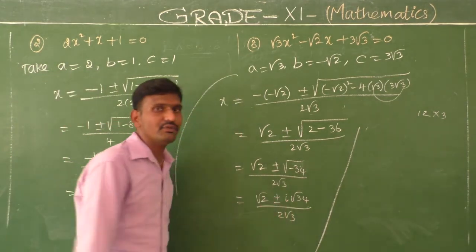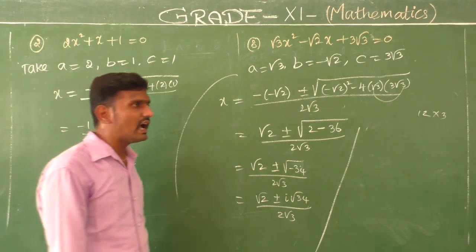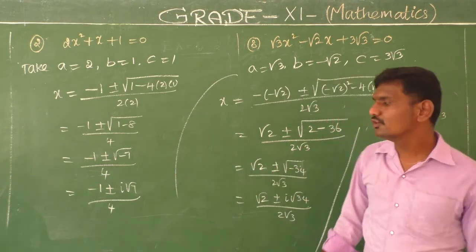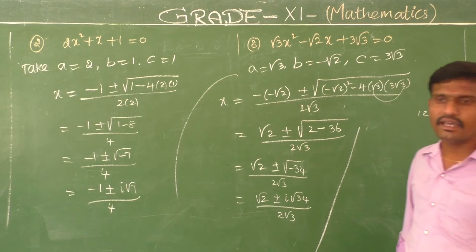Suppose the number 34, if you are going to take the simplest form, take it yourself. So 34 has the factors 17 and 2. So it is impossible to take the simplest form. So it is enough for question number 8.